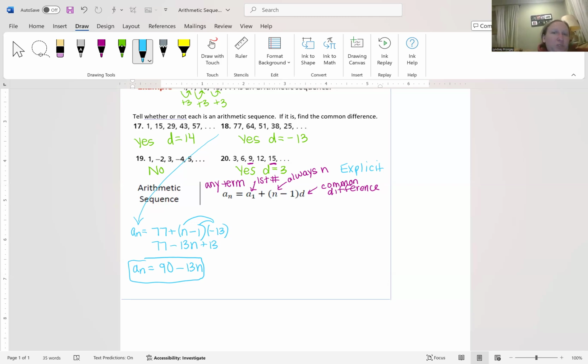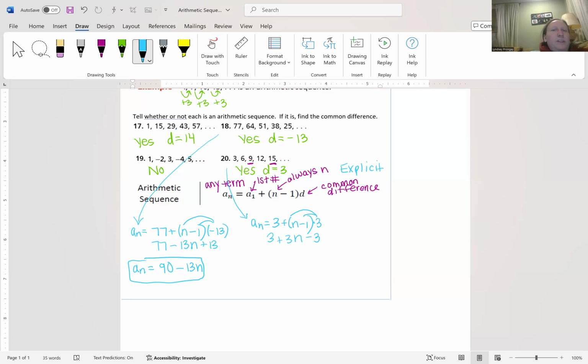And we'll do one more. We'll do number 20. I'm going to do that one over here. So a sub n is our first term, which is 3, plus n minus 1, always the same. In this case, our common difference was 3, so I'm just going to put a 3 on the outside. If you want to put the dot there, it doesn't matter in this case because you are showing multiplication here. And now we will distribute in order to simplify. So we get 3 plus 3n minus 3.